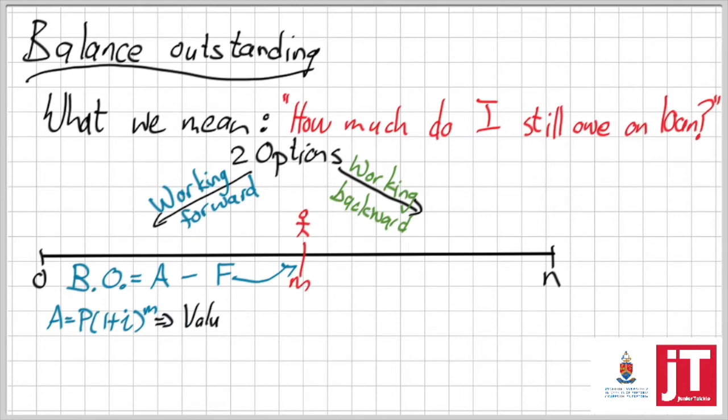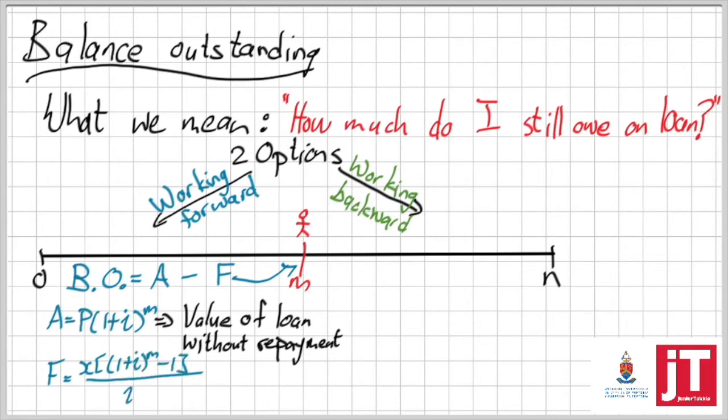If I tell you the balance outstanding is A minus F, then A is the value of the loan as if there were no repayments. In other words, as if the money was just lying there in the bank vault and you didn't pay anything. How much would you owe the bank then? And secondly, F is the value of all of your payments at that point M, so working them forwards.